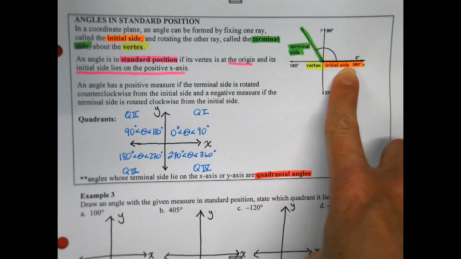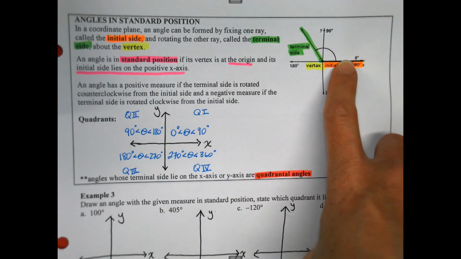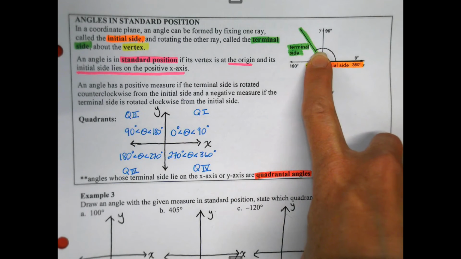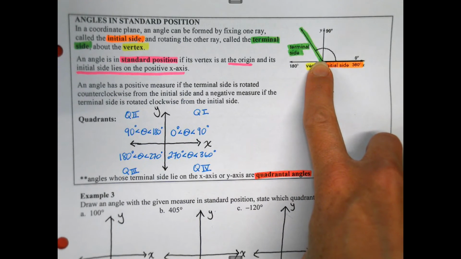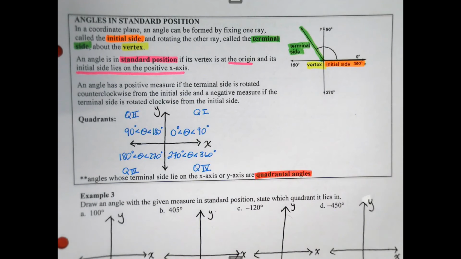Almost all of the angles that we will deal with in this class have an initial side here on the positive x-axis. Our angle is going to rotate in a counterclockwise direction. It'll end in some quadrant, and we consider that side to be the terminal side of our angle. Just as we talked about earlier, an angle has positive measure if the terminal side is rotated counterclockwise from the initial side, and a negative measure if the terminal side is rotated clockwise from the initial side.